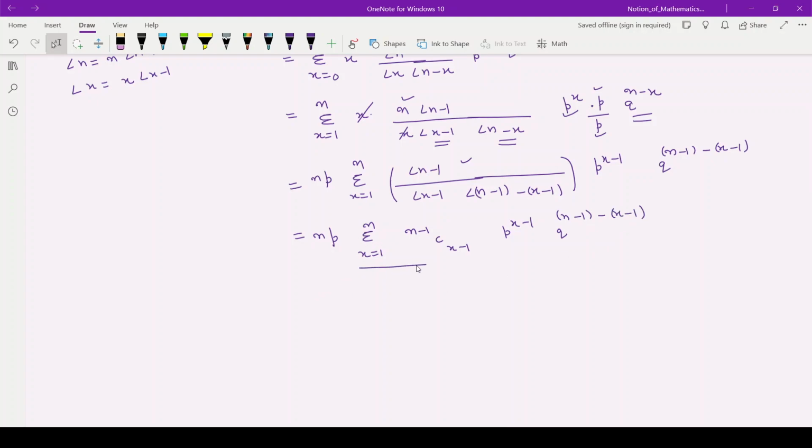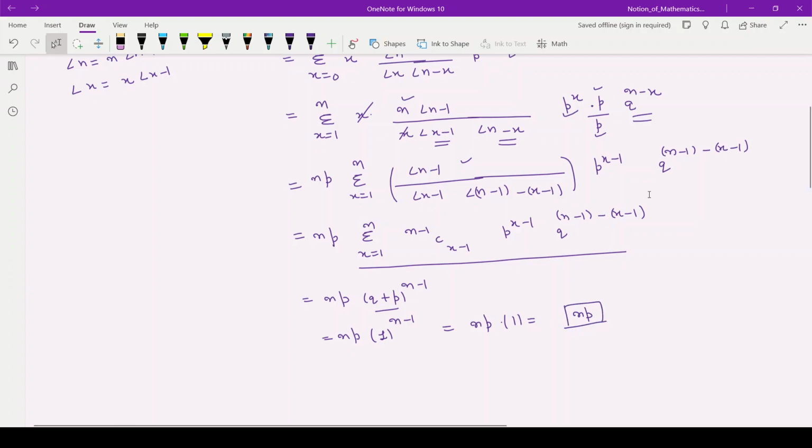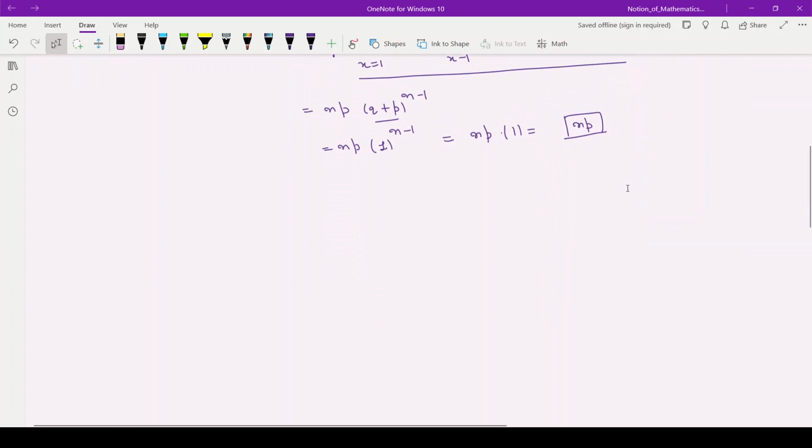So how we can write this whole term? This whole term can be written like (q plus p) whole power n minus 1. So np, and this q plus p is ultimately 1, to the power n minus 1 is given. So that is np into 1, that is ultimately np. So this is, students, the final value of the mean of binomial distribution.